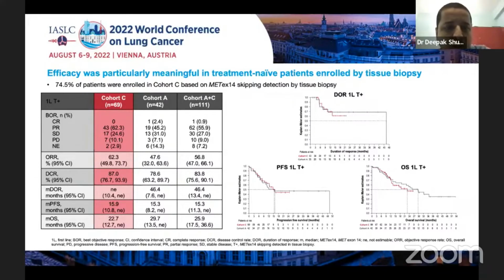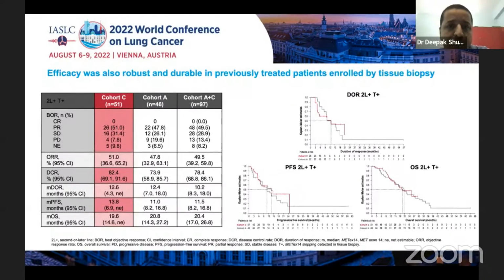If we look overall, including cohort A and C, the median duration of response was close to 46 months, while the median PFS was approximately 15 months, and median overall survival was close to 2 years. And similar benefit in cohort C was seen in patients who were previously treated and enrolled based on tissue biopsy. So median PFS was close to a year, and median overall survival ranged from 19 to 20 months. In cohort C also, the overall response rate was equivalent to what was seen in cohort A.